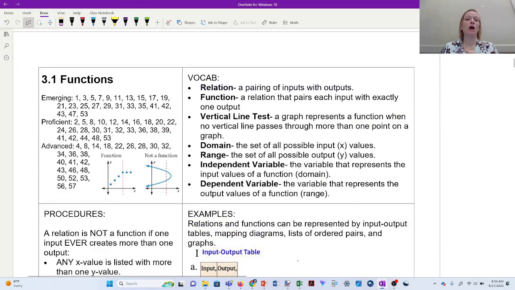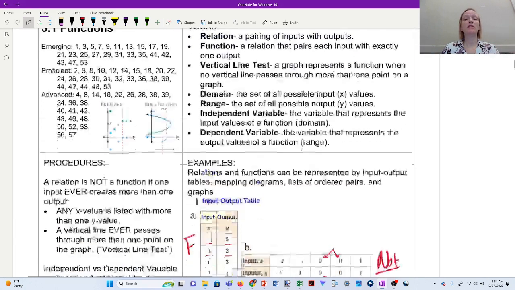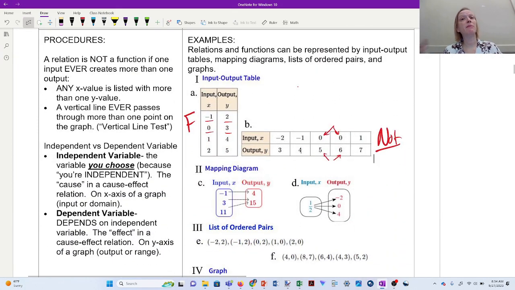Let's scroll back up here. A relation that pairs each input with exactly one output. We need to look at the inputs and make sure that no inputs are repeated, and if they are, that they only go to one value, not more than one.